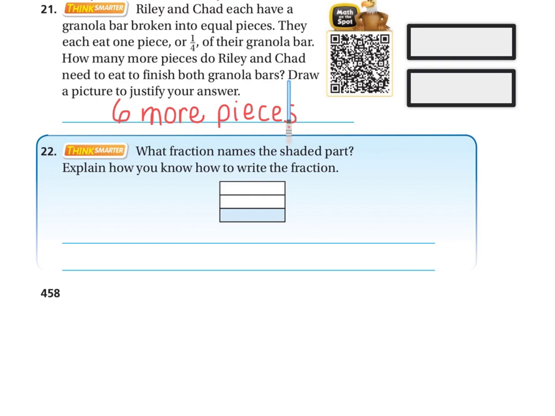Because my problem says to draw a picture to justify, remember that means to prove, the first thing I did was I drew my granola bars off to the side. 1 is Riley's and 1 is Chad's. Because they both ate 1/4 of their granola bar, I should divide the granola bar into fourths. Remember the little trick. When we're dividing something into an even amount, so 4 is even, I can divide the granola bar in half, and then each half I need 2 pieces to show fourths. That's a little trick to make sure my parts are equal.